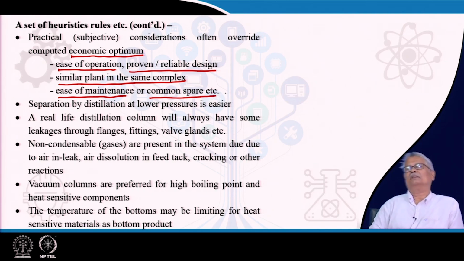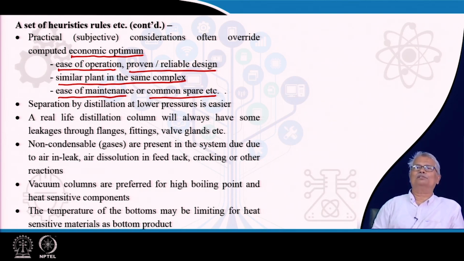For example, you may not have exactly the same capacity column which you find to be optimum. You may go slightly away from the optimum design and have another column which is identical to one which is already remaining in your plant, so that you can use common spares of heat exchangers, maybe columns and other spare parts.